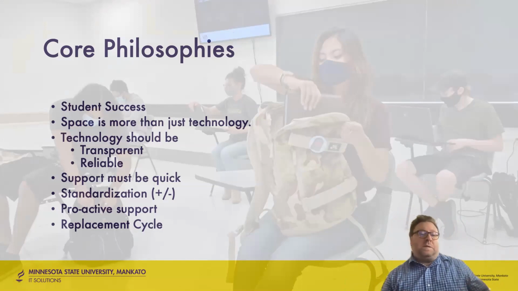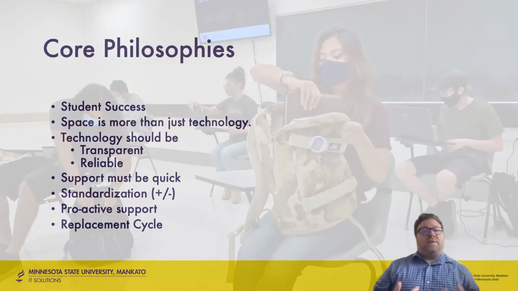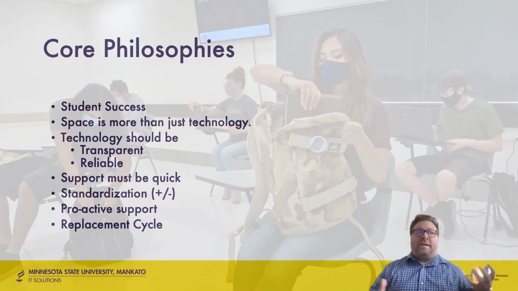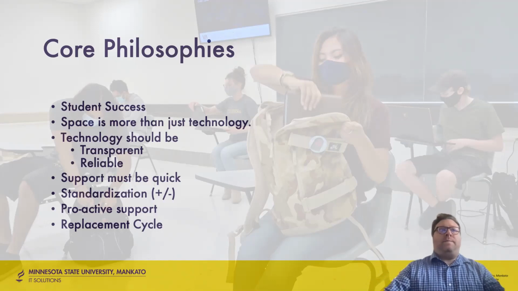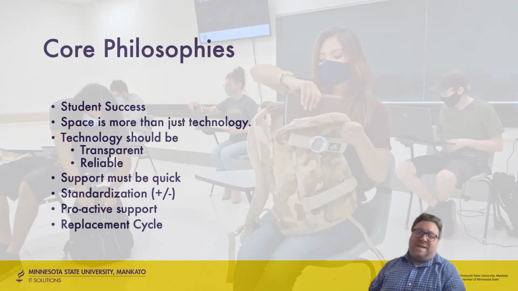So technology is there, and it is a driving factor in the design, just because making sure everything's where it needs to go. But there's a lot more to a classroom. Technology is just a tool, and it should be transparent in the sense that it doesn't impact class, and reliable. And so that's part of the challenge that we have. And you'll see standardization down on the list here. That is a fine line. We want to be innovative, but we also want to be able to support everything that happens on this campus.